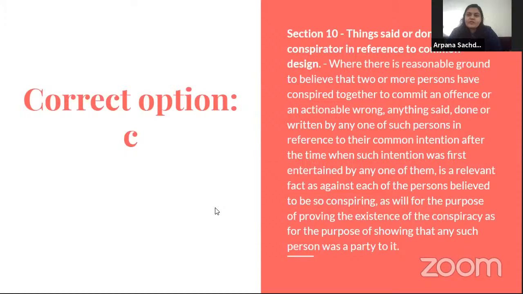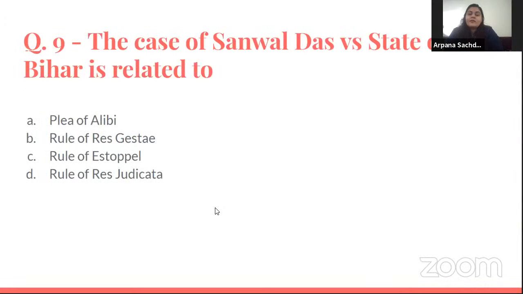Can we have the next question? Question number 9 says, the case of Sambhu Das versus State of Bihar is related to the plea of alibi, rule of res gestae, rule of estoppel, or rule of res judicata.